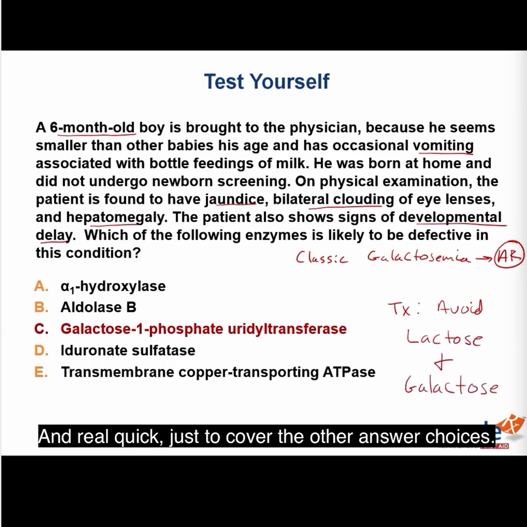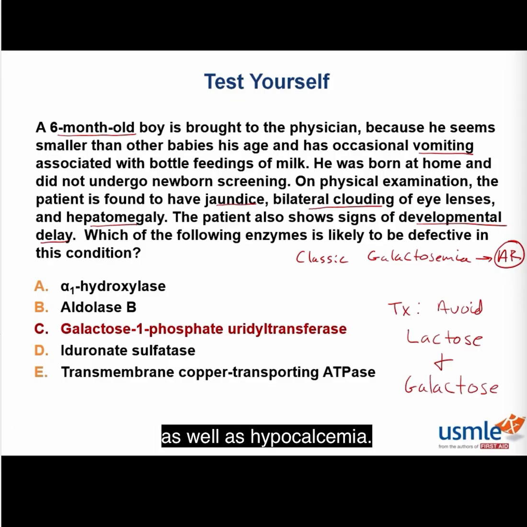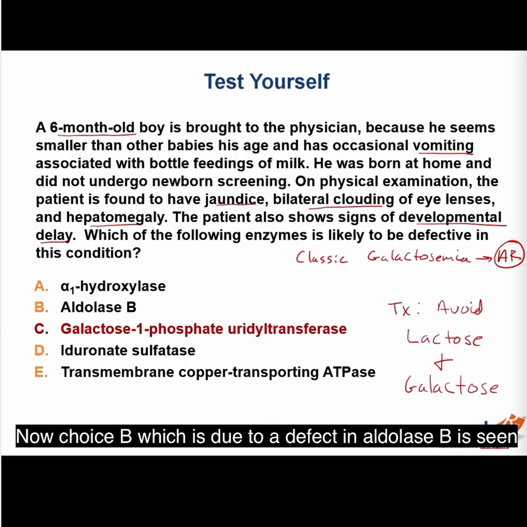And real quick, just to cover the other answer choices. Answer choice A here, which would be an alpha-1 hydroxylase deficiency, can be seen in vitamin D-dependent rickets type 1. And here you'll see early onset rickets as well as hypocalcemia. Now choice B, which is due to a defect in aldolase B, is seen in hereditary fructose intolerance. And here you're going to see hypoglycemia, vomiting, jaundice, as well as cirrhosis. And it's due to an accumulation of fructose 1-phosphate, and you're going to also see decreased phosphate levels.